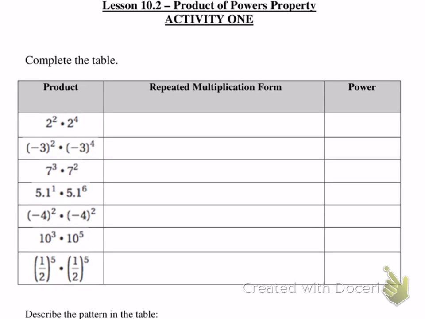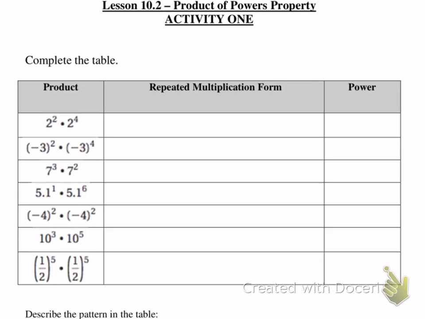Hello class. So we're starting chapter 10 section 2. Now that we've kind of gotten into the foundations of exponents, we're gonna talk about some properties. What happens when we're multiplying with different situations. And so there are a couple of cases.